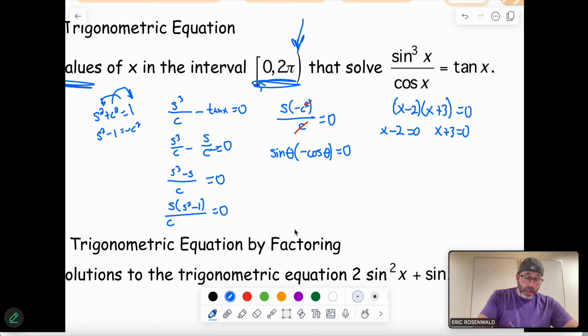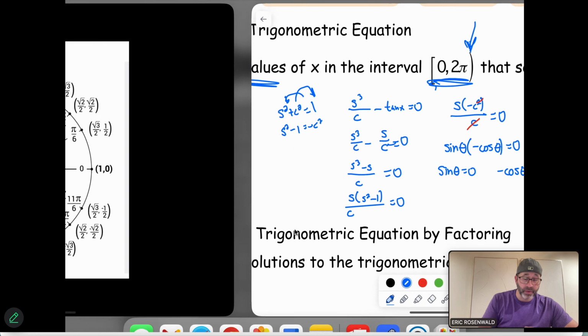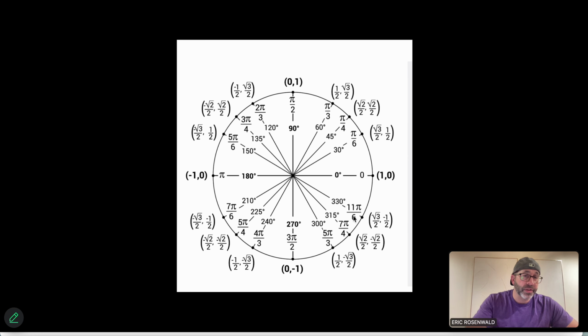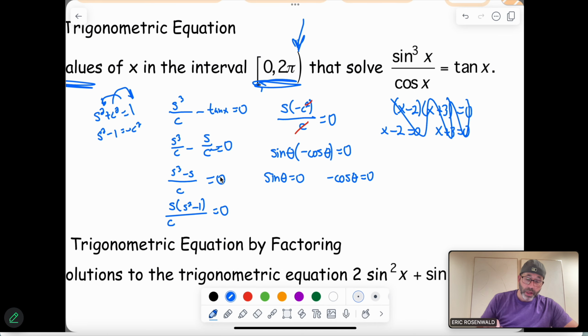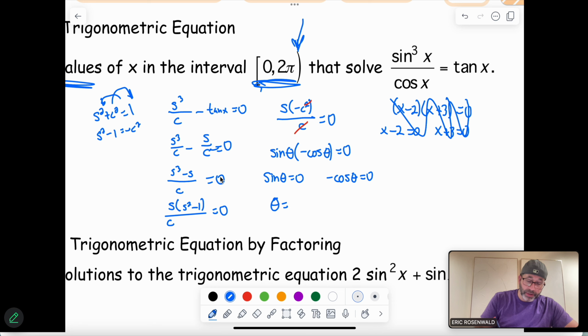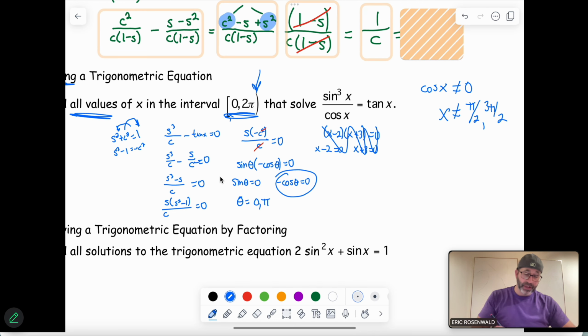All right, so let's solve for each one of these. When is the sine of theta equal to 0? And when is the negative cosine of theta equal to 0? Well, look at your unit circle. The sine of theta, which is the y value, is equal to 0 at this location right here, which is at 0. And then right here, when it's equal to pi, is the other location. All right. So that means that we get that theta in this problem is going to equal 0 and pi. And then this other one, we discussed this one. Cosine can't equal 0, and so there's nothing to worry about for this because of the domain restrictions. So then our answer for this is 0 and pi.